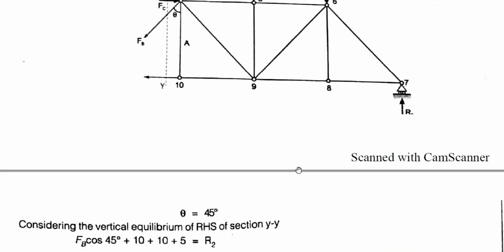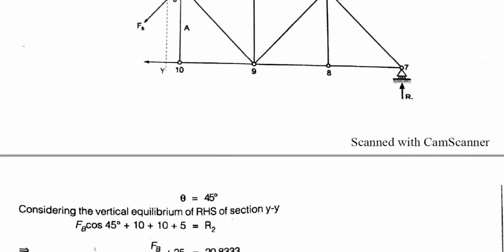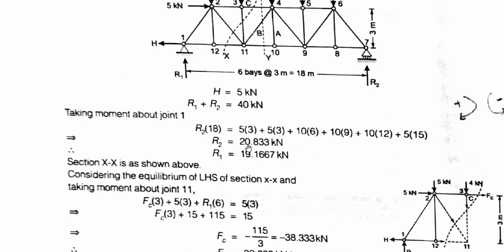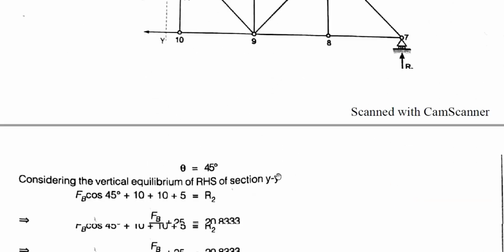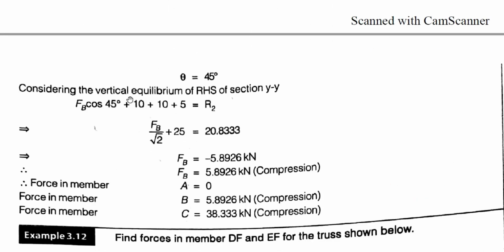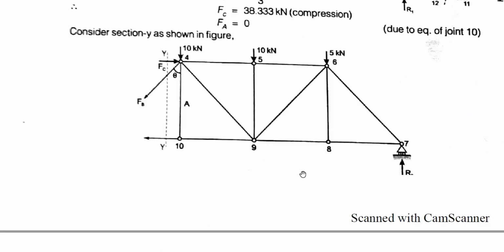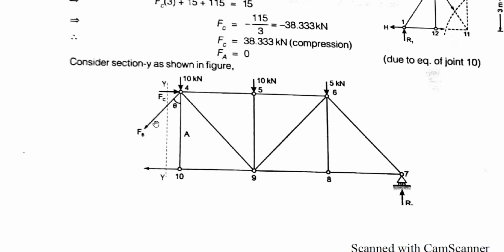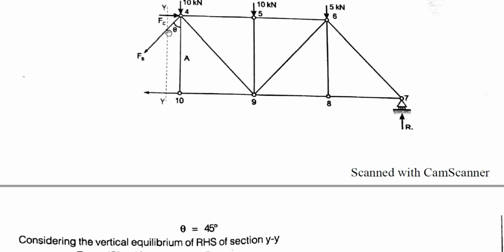Now theta is equal to 45 degrees. As we know, all this is a right angle triangle, so this is 90 degrees, and these are 45 degrees, 45 degrees, so theta is equal to 45 degrees as all our distances are equal, 3 meters. Now considering the vertical equilibrium of the RHS of section YY, summation of Fy is equal to 0. We resolve the FB component into two components, FB cos theta and FB sin theta. FB cos theta is in the y direction and FB sin theta is in the x direction.